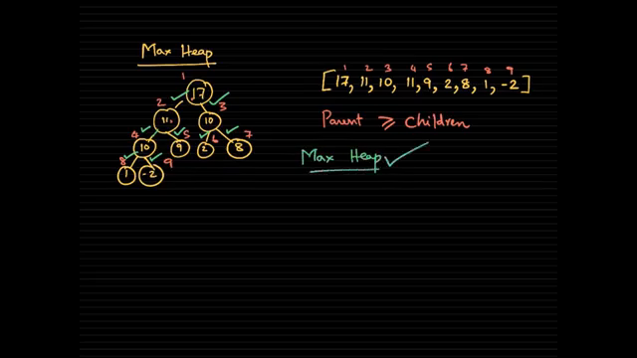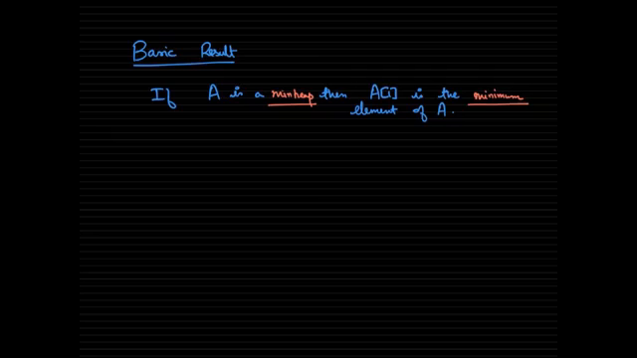Just to give you an example. All right, why are we so interested in a heap? What is the primary reason we are interested in a heap? Okay, here is the basic result. If A is a heap, if A is specifically a min heap, then the very first element, A of 1, the root, is the minimum element of A.